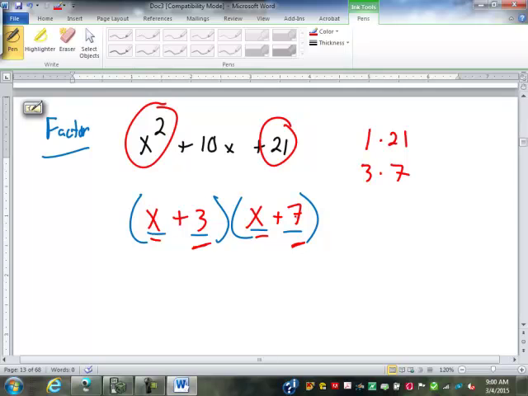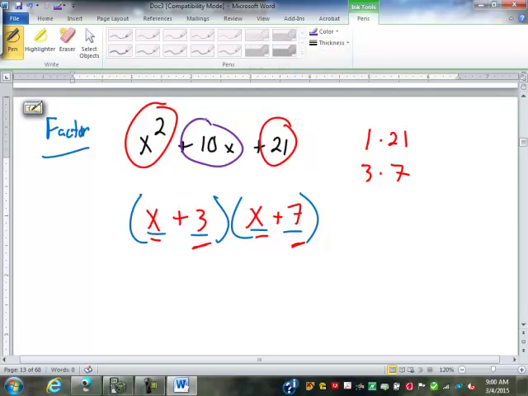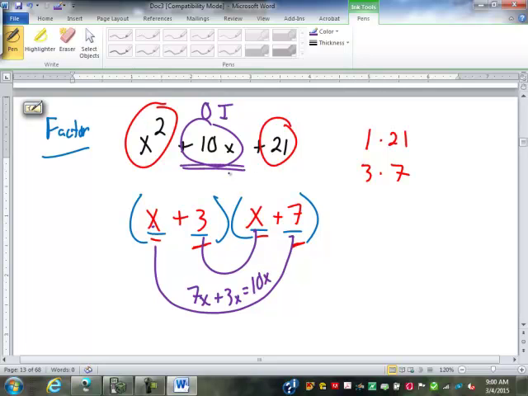How do we know if that's the right one? Well, we check to see if we get the 10x. Remember we said the 10x is from the outside and the inside. So here we check the outside. The outside is x times 7, which is 7x. We check the inside, which is 3 times x, which is 3x. We add those together, we get 10x. Is that what we wanted? Yes, it is.